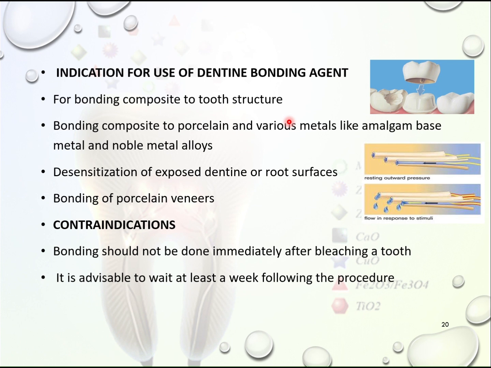So what are the indications to use a dentin bonding agent? The indications are bonding composite to tooth structure, bonding composite to porcelain and various metals like amalgam, metal and noble metal alloys, desensitization of exposed dentin or root surface, and bonding of porcelain veneers. So these were the indications for using a dentin bonding agent.